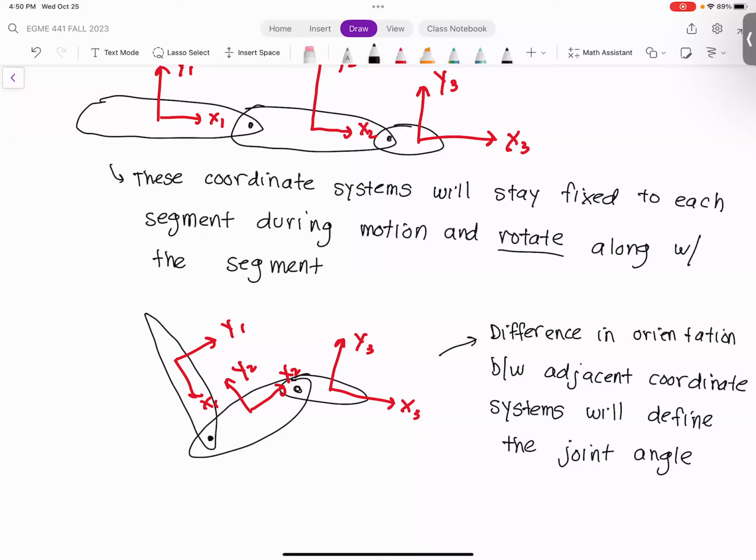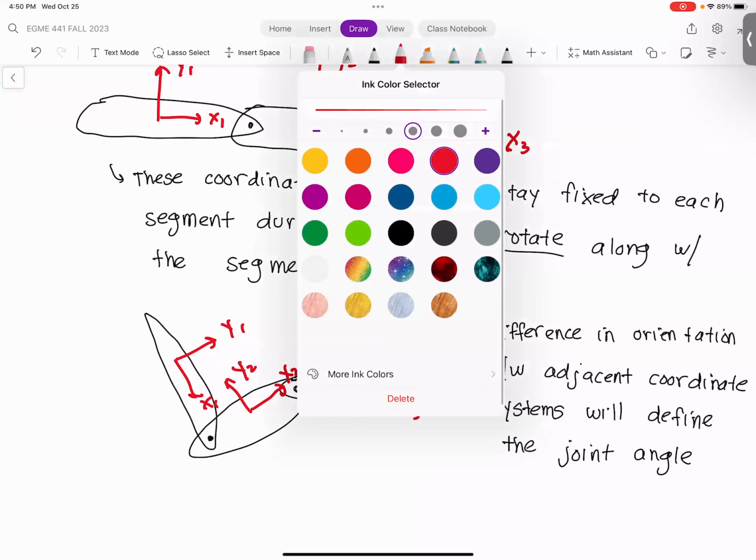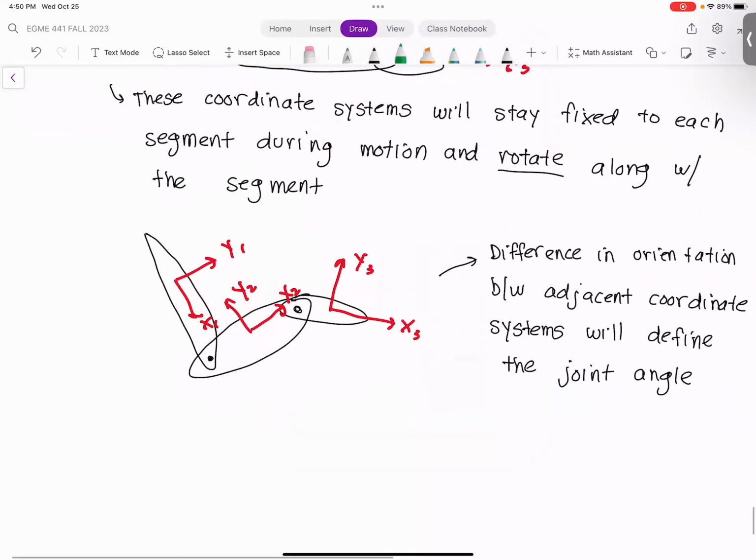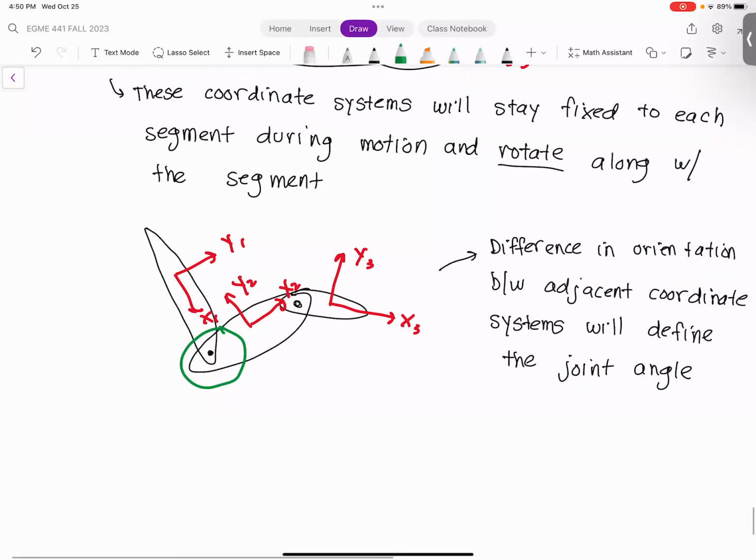So in this case, if we wanted to compute the joint angle at the elbow joint, this right here is our elbow joint. The elbow joint is the joint that joins your upper arm to your lower arm. The way we do that is we look at the difference in orientation between the x1, y1 coordinate system and the x2, y2 coordinate system.